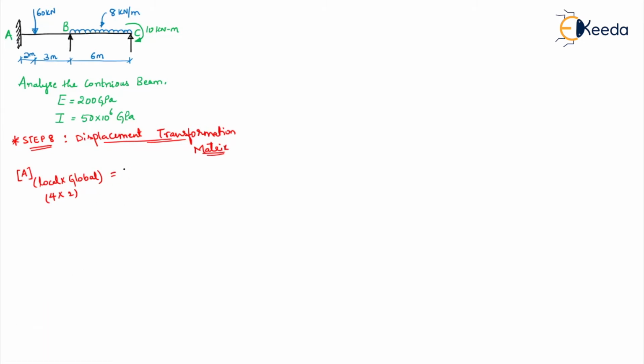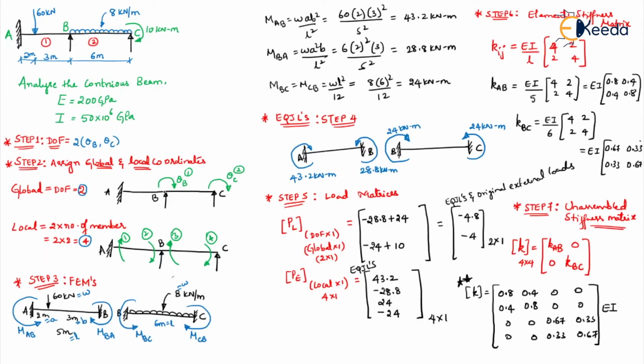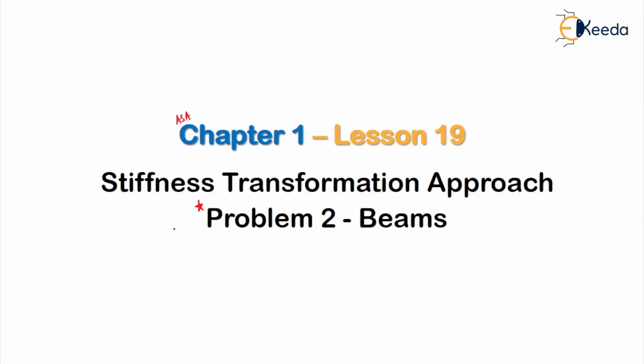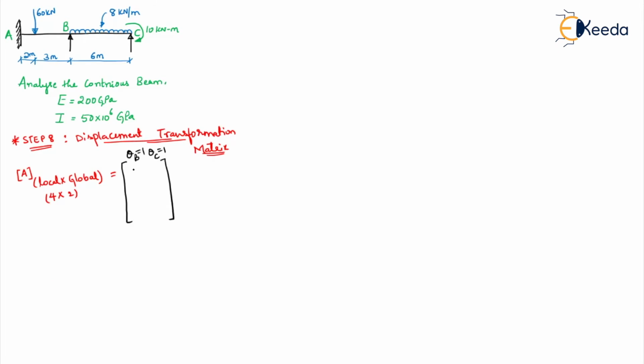There will be two columns. One is for your first global coordinate, theta b, and the other is for theta c. Here we are giving theta b as 1, and here we are giving theta c as 1. See the effect of this on your local coordinates. If you are giving theta b as 1, at b there are two local coordinates, 2 and 3. Both will have effect. This is clockwise, and this is also clockwise. So the column will be 0, 1, 1, 0. For 1 and 4 no effect. For 2 and 3 there is positive effect.